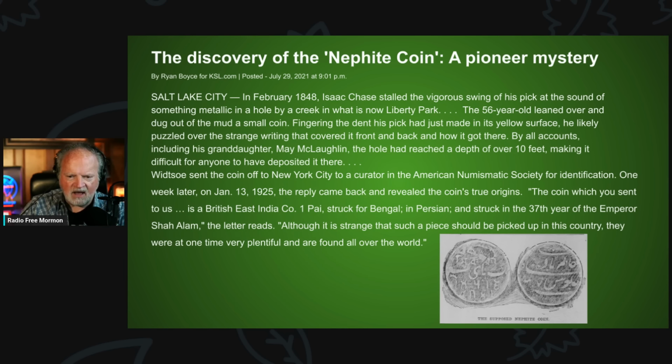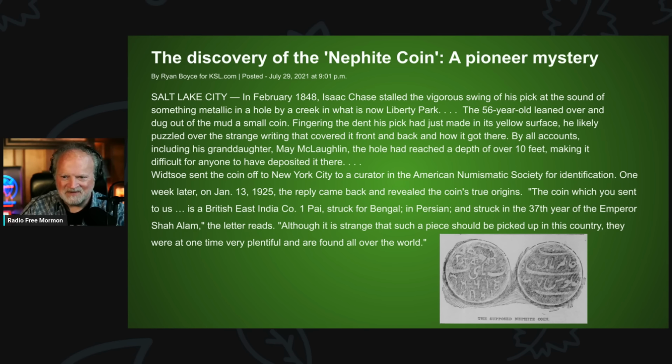We know that a week ago today, the church dropped that 1886 John Taylor revelation saying that polygamy will never die. It was received by him 4 years before it did die, before the manifesto in 1890. But when are they going to cough up these Nephite coins that they've been collecting? Because there's several of them, and they have them.